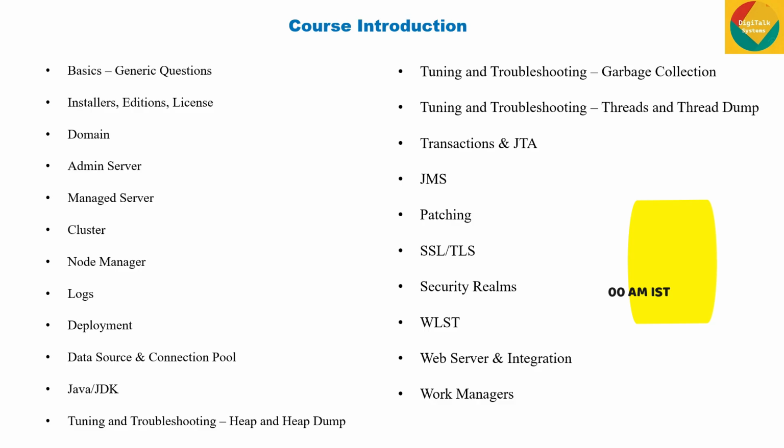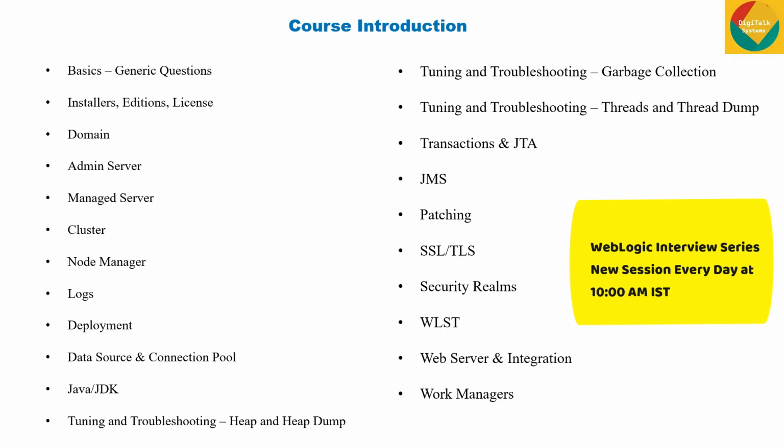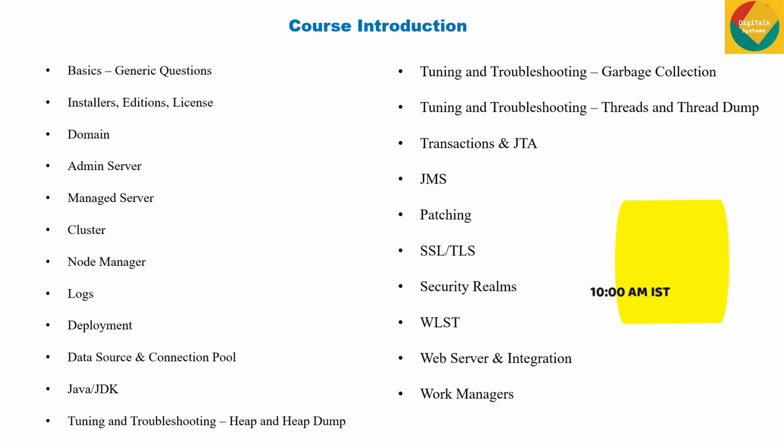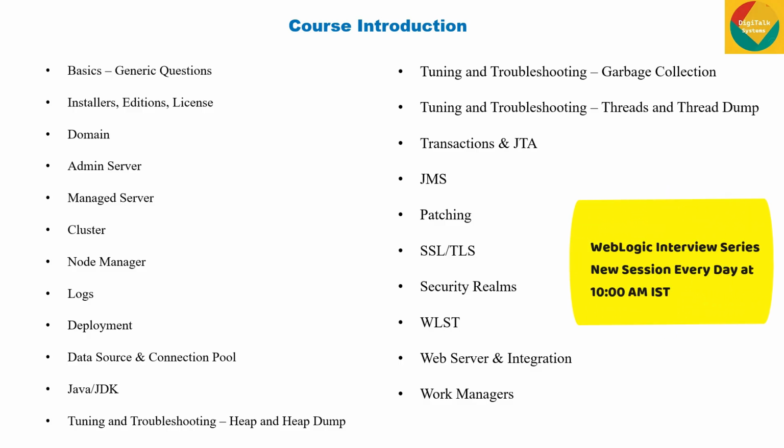Then we will cover the node manager. Node manager is a utility which is used for the overall life cycle management of your servers, right? Then logs is one of the critical parts that we mostly deal with in real-time environments for troubleshooting purposes. Then we will cover the deployments and then data source and connection pool, which is again a very important and critical part of the WebLogic server, right?